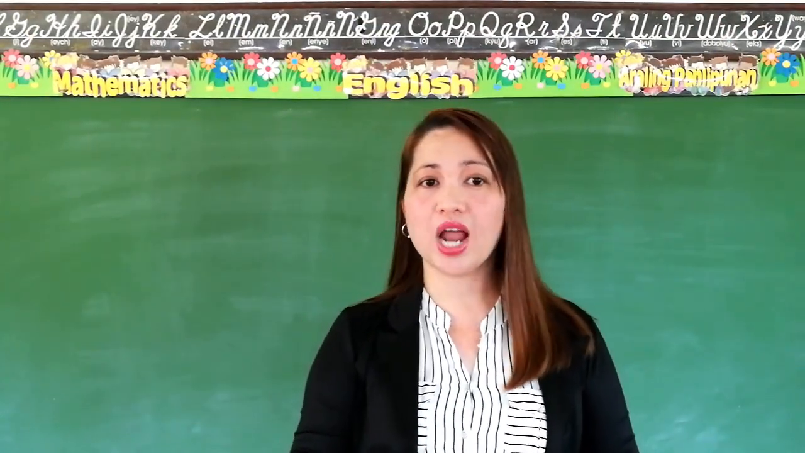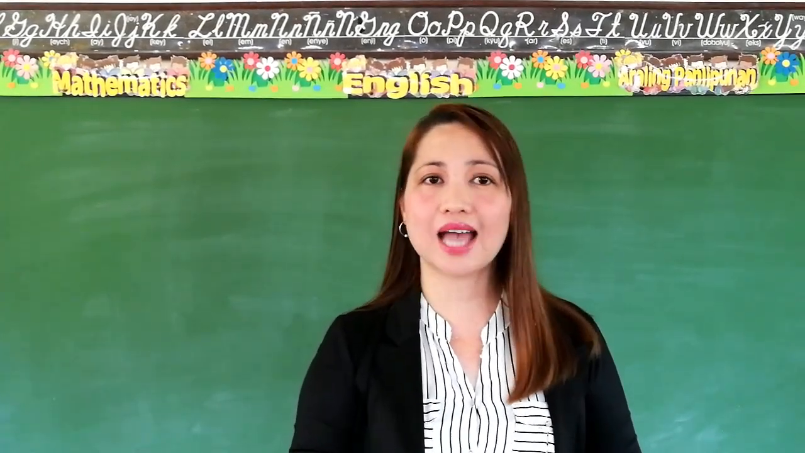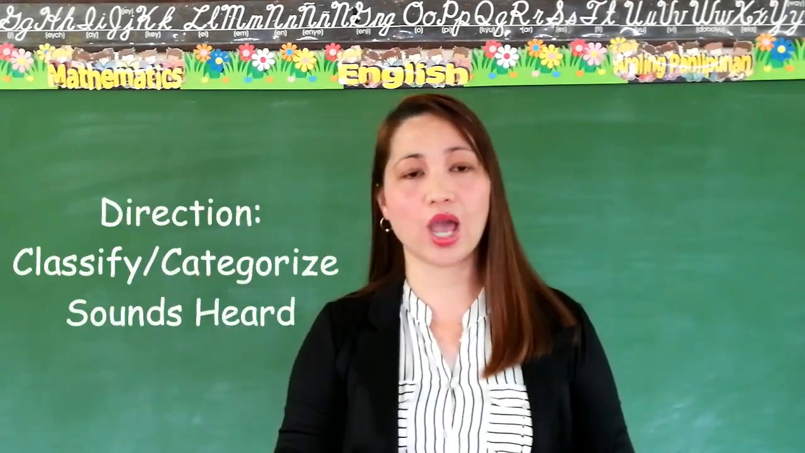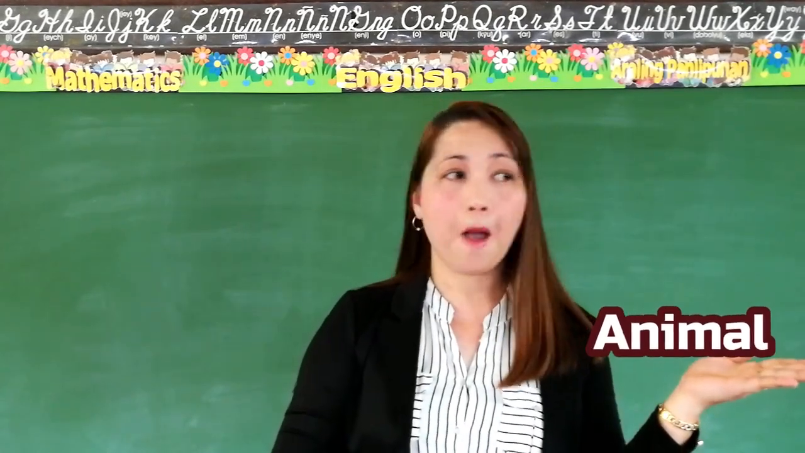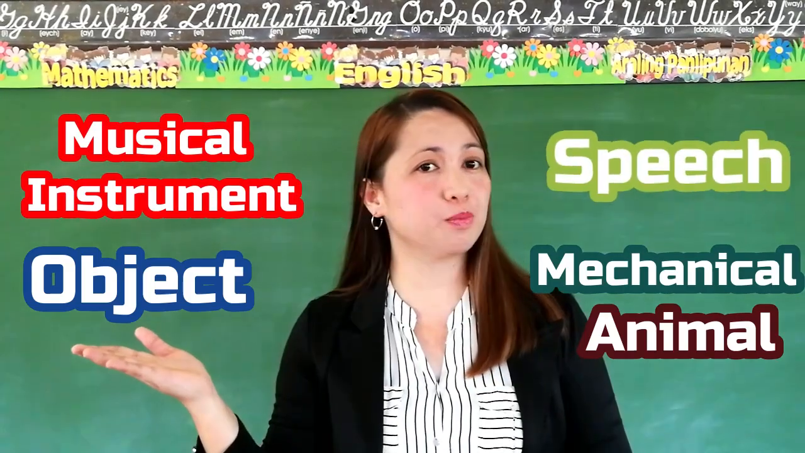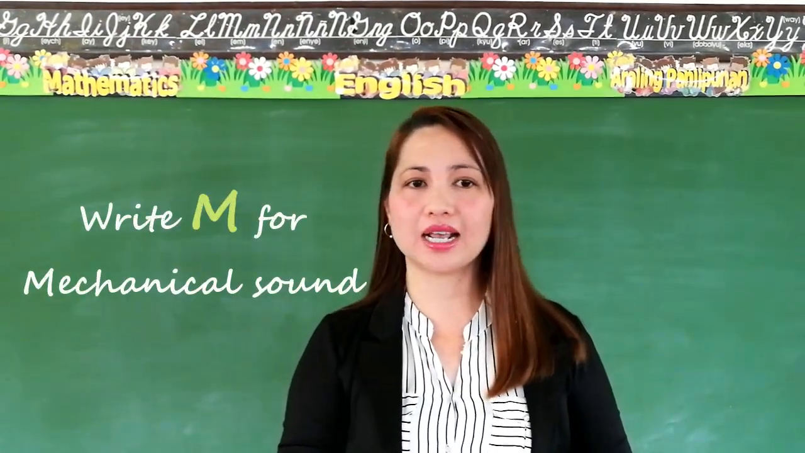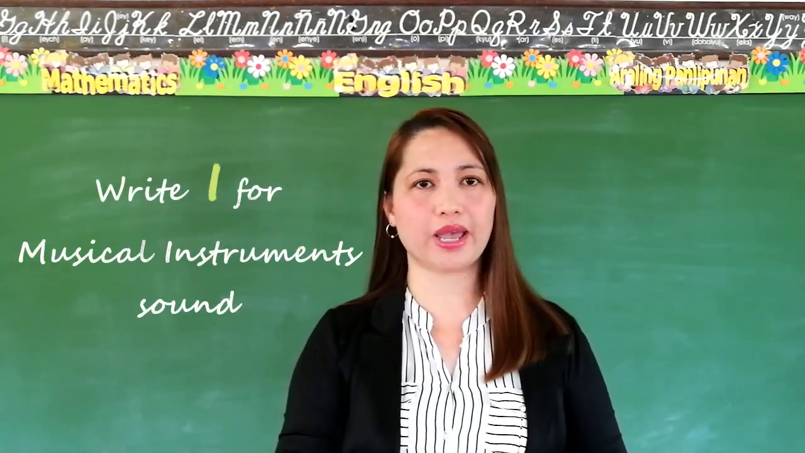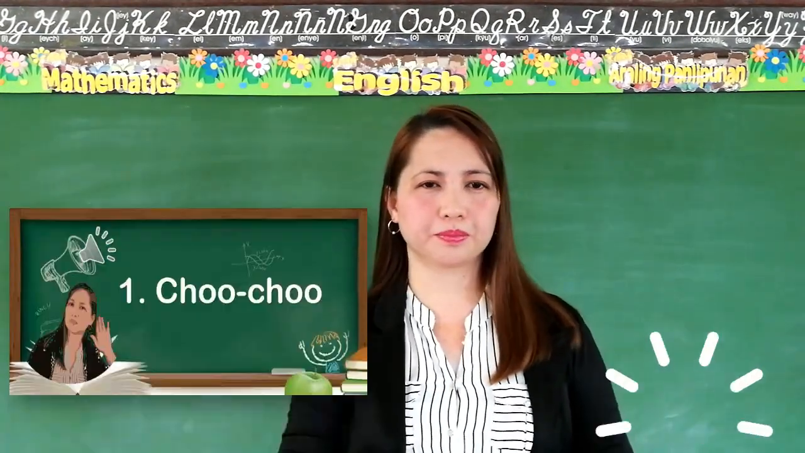Since you know already how to classify or categorize sounds you heard, let us have a short quiz. All you need to do is to classify or categorize the sounds heard, whether it is animal, mechanical, object, musical instrument, or speech. Write A for animal sound, M for mechanical, O for object, I for musical instrument, and S for speech. For number 1.